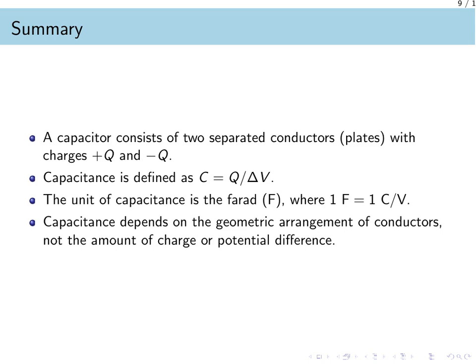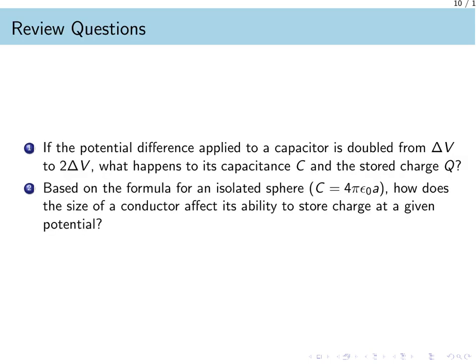To wrap up, let us consider two review questions to test your understanding. First, if you take a capacitor and double the potential difference applied to it from V to 2V, what happens to its capacitance C and the stored charge Q? Think about which variable is a fixed property of the device and which one responds to the external voltage.